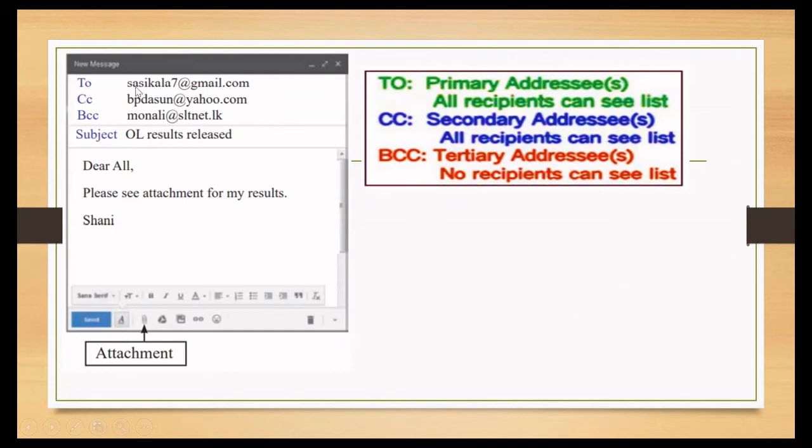Right. BCC, when we put BCC, what will happen? That is tertiary addresses, right? Tertiary addresses, no recipients can see the list. Normally, for example we have a@gmail.com, b@gmail.com, like that, and when we send to four or five people, we use it.